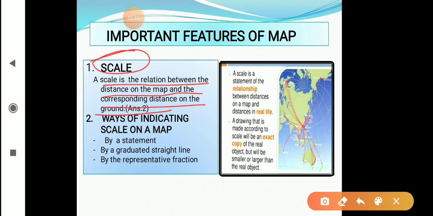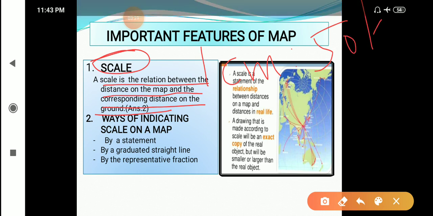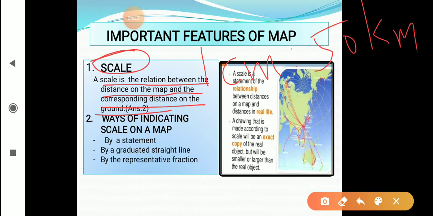For example, let us consider 2 places which are 100 km apart. If we say that 1 centimeter on the map stands for 50 km on the ground, these 2 places would be 2 centimeters apart on the map. This relation of 1 centimeter on the map representing 50 kilometers on the ground is the scale of the map.